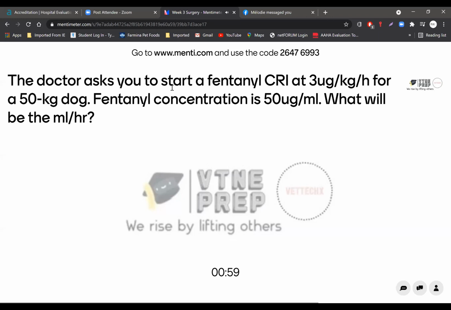So your doctor asks you to start a fentanyl steroid at 3 micrograms per kilogram per hour for a 50 kilogram dog. The fentanyl concentration is 50 micrograms per mil. What will the mil per hour be? You'll kind of slap yourself after you figure it out because it's really easy when you insert everything.